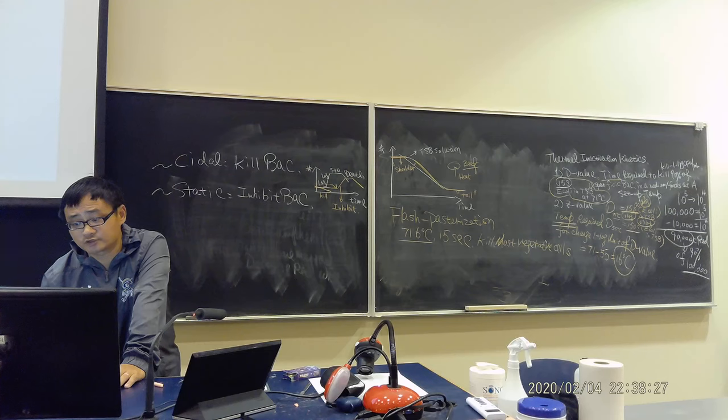Now, how do we make sure it's functional? We can use Geobacillus, because Geobacillus is a thermophile that can survive at high temperatures. If you put the Geobacillus in the autoclave, and after autoclaving the Geobacillus still survives, it means your autoclave has failed. You have to get a mechanic to fix it. Okay, it breaks down all the time in the lab.